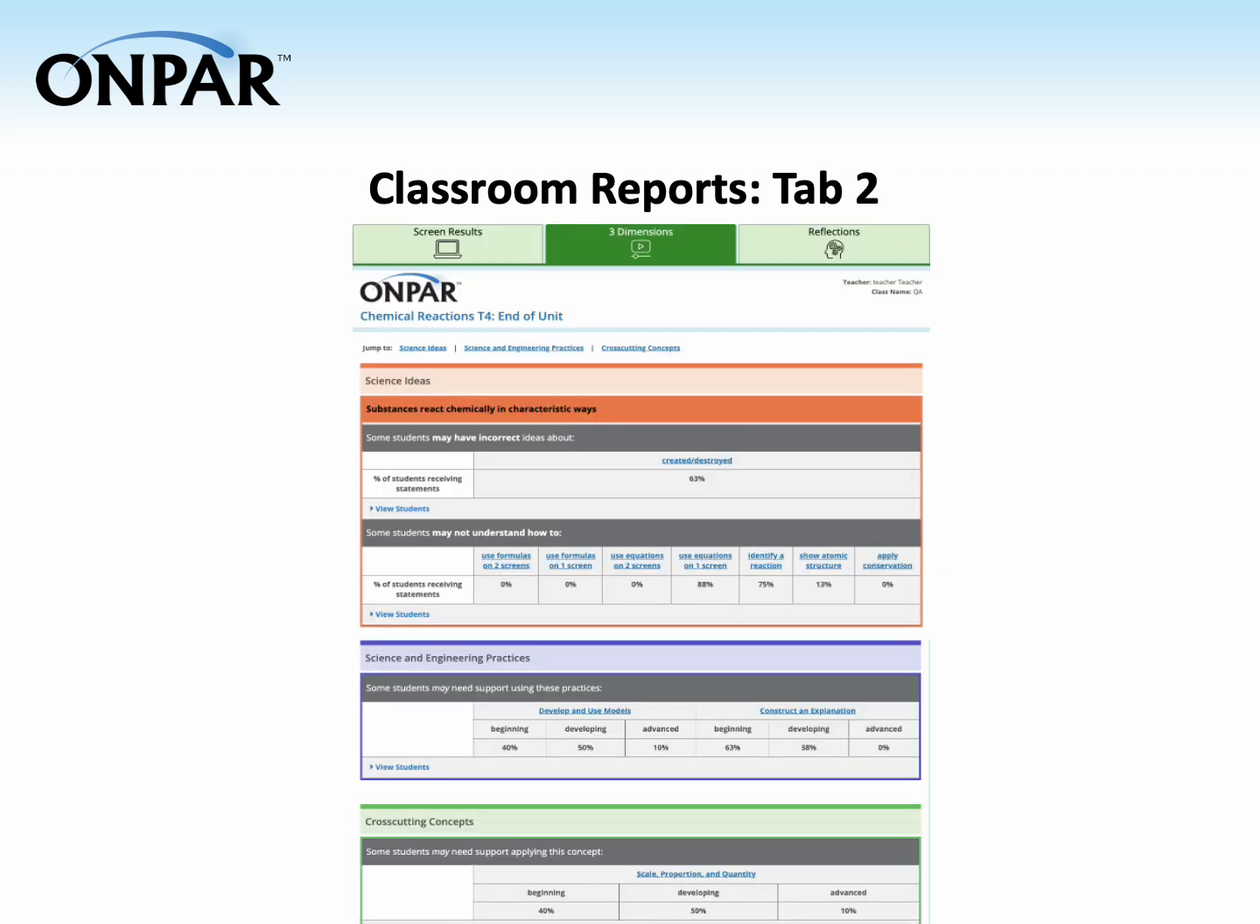The middle tab, just like for the students, gives information about the 3 dimensions. And again, here we're pulling data from across multiple screens to tell you how your students did on each of the cross-cutting concepts, practices, and science ideas present in this task. In the science ideas section, we even break it down into common incorrect ideas and common misunderstandings students might have.